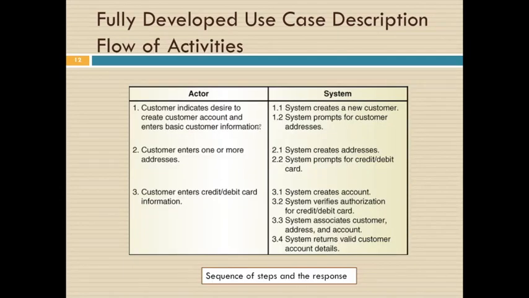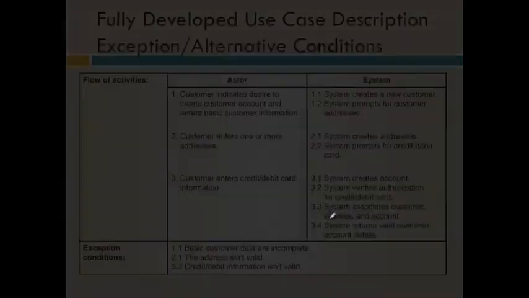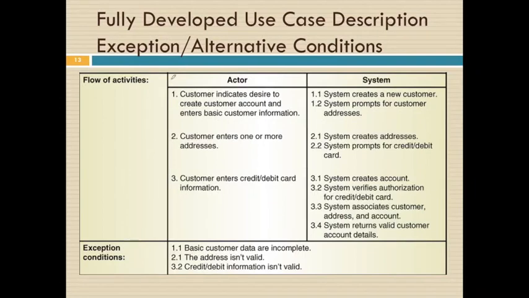So this is the flow of activities as I explained before. We have the sequence of steps and the response. Basically, we write the step and the system responds, the next step and the system responds. So this is the flow of activity. Next is the exception or alternative condition. As I told you before, this is the reason why the system doesn't respond accordingly. That is the exception conditions.